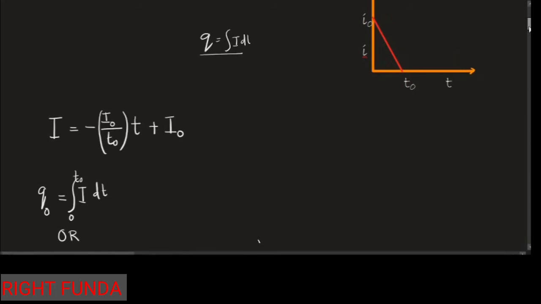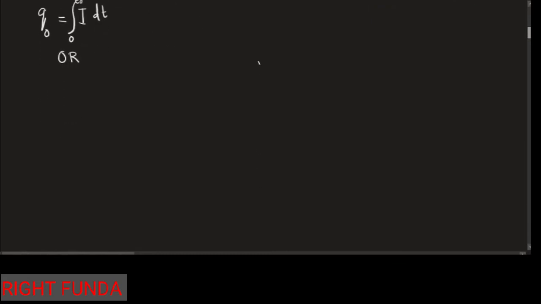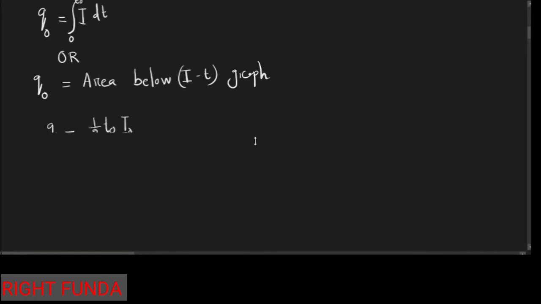We know that the integration of I dt is the area below this graph. This area equals half base into height, where the base is T0 and the height is I0. Half T0 into I0 is nothing but my Q0. So Q0 is equal to the area below the I-t graph, that is, Q0 equals half T0 into I0.